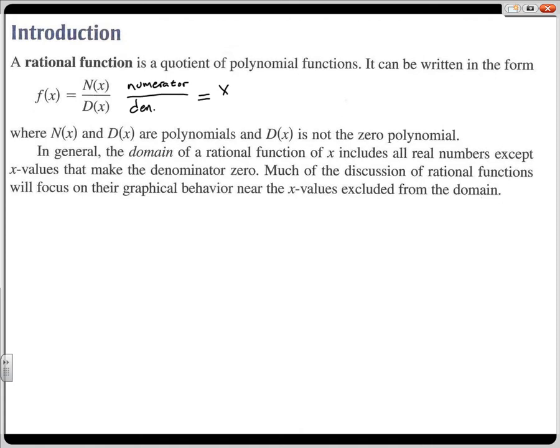Some polynomial could be x cubed, could be x to the fourth, could be just x, could be a regular number, over some polynomial in the denominator. And it says that the denominator is not the zero polynomial. So in the denominator, we at least have to have a degree of 1. It has to at least be x. Could be x squared, could be x cubed. Any polynomial, as long as it's more than just a constant. For instance, (x plus 5) over 2, or 2x to the 0, is not a rational function. Got to have at least x to the first in the denominator.